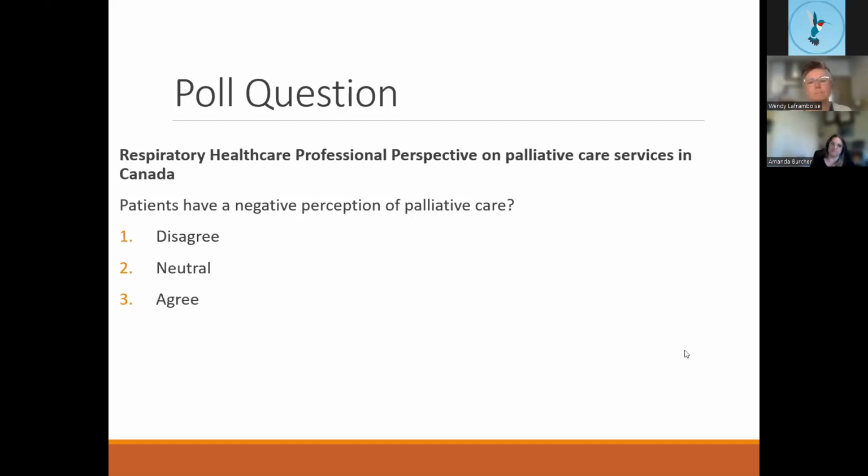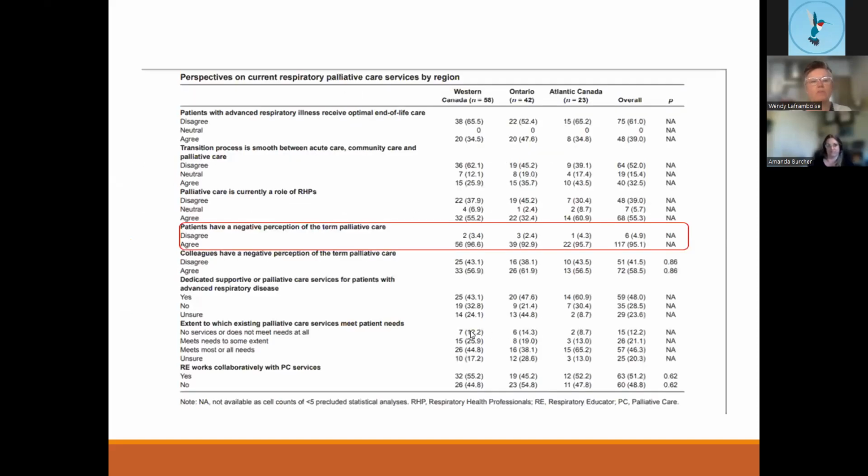Interesting. Yeah, the results came in really quick. People were quite sure about this one, and we have 46 people, or 90%, saying they agree. And that would be consistent with the respiratory healthcare professionals as well. Agree 95%, so very similar results. 4.9% disagree.